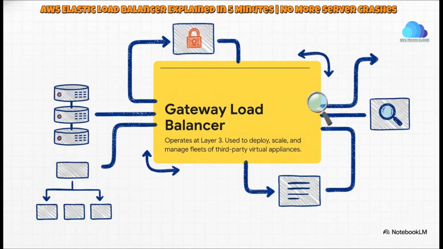And last but not least, the Gateway Load Balancer, or GLB. This one is a bit different. It operates way down at layer 3, the network layer. You use the GLB when you want to deploy, scale, and manage a fleet of third-party virtual appliances. So think things like firewalls or intrusion detection and prevention systems. It lets you inspect all your traffic without having to completely re-architect your network.